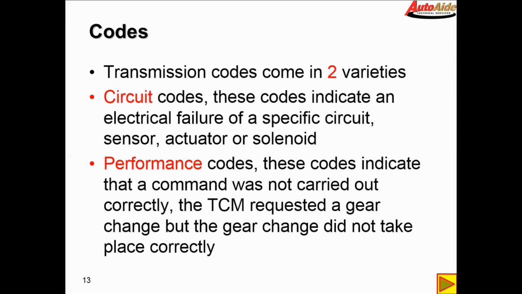For example, the TCM requested that the transmission shift from third to fourth, and it either skipped fourth or didn't shift out of third, or something like that, but it commanded a gear change or a torque converter lockup, and it didn't get it. Now, the unfortunate side of this is it really doesn't know what's wrong. It could be electrical, it could be mechanical, it could be hydraulic. Unfortunately, with performance codes, the problem areas get to be much bigger. So circuit codes, as a general rule, are pretty easy to deal with. Performance codes, on the other hand, you have to be pretty careful with them.